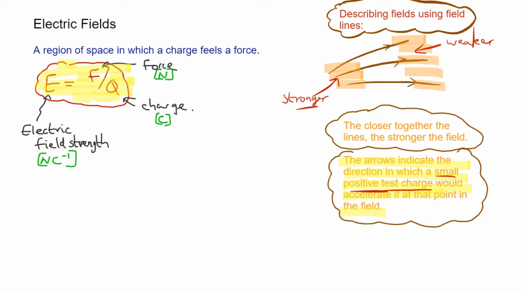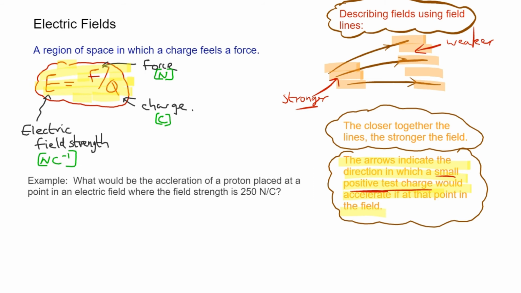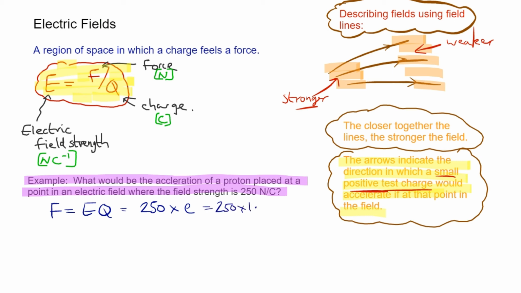And let's just have a quick go at using that equation in an example. So here's an example, and let's see what it says. It says, what would be the acceleration of a proton placed at a point in an electric field where the field strength is 250 newtons per coulomb? Well, we can hopefully do that fairly straightforwardly, just using the equation that we've learned. We can find the force by rearranging the equation. F equals EQ, and they tell us E is 250 newtons per coulomb. The charge on a proton is what we might call e, which we know what e is, so it's 250 times 1.6 times 10 to the minus 19 coulombs.